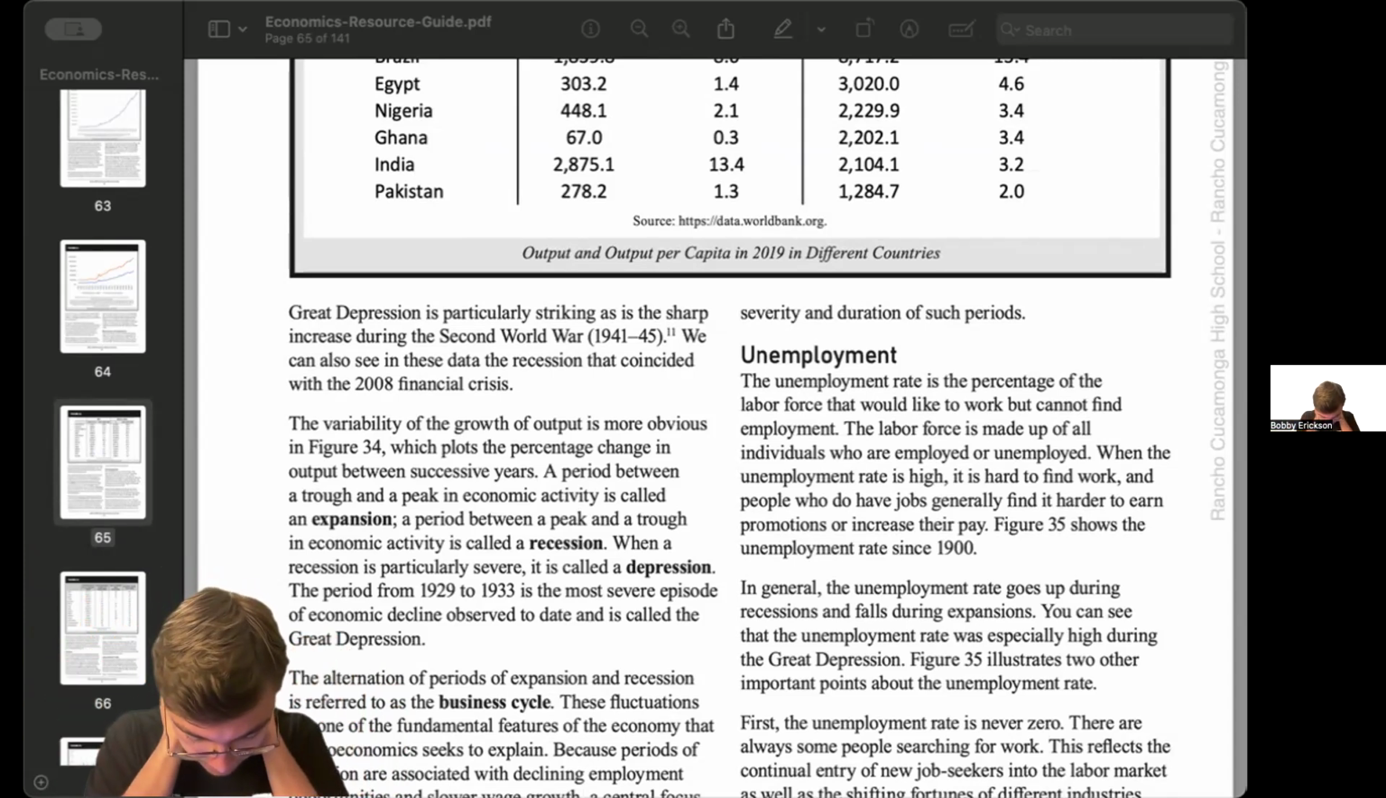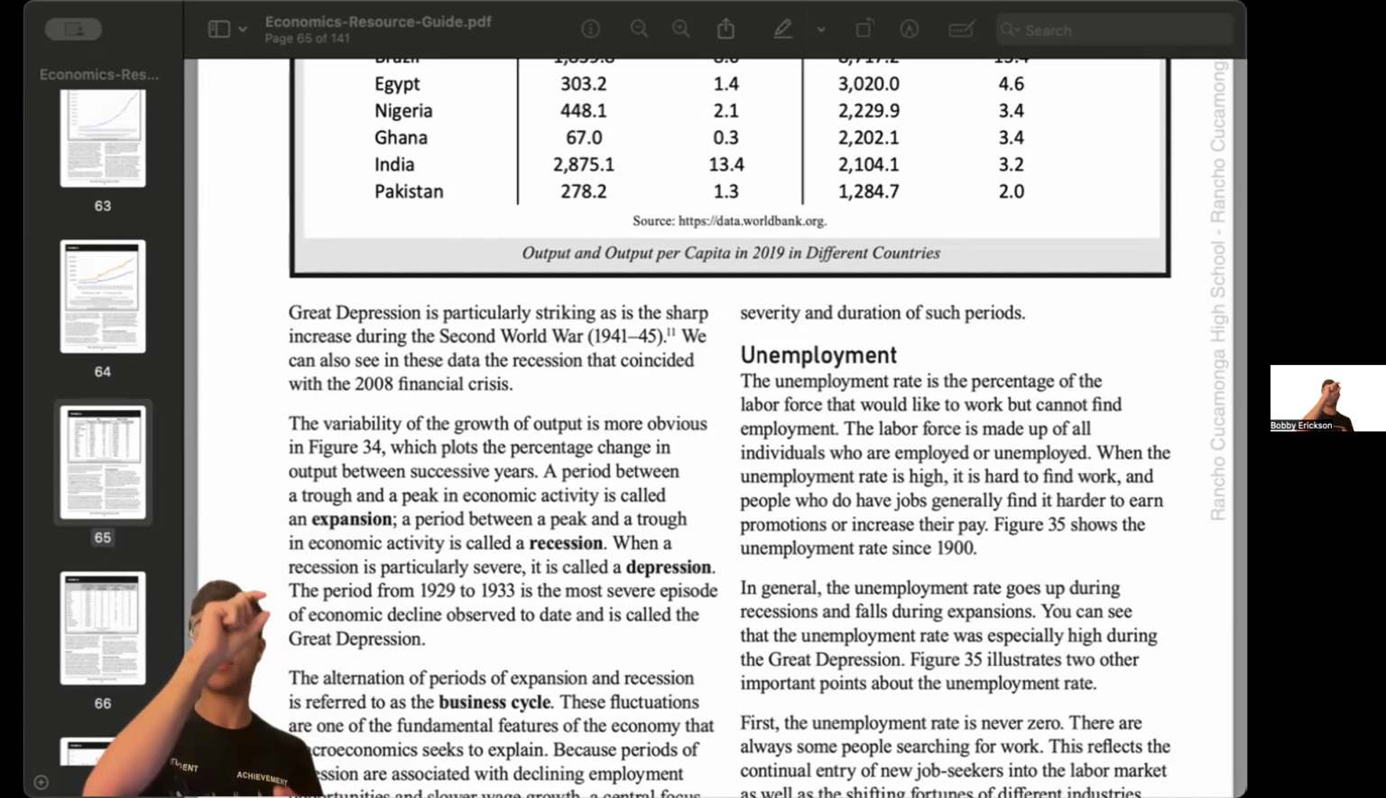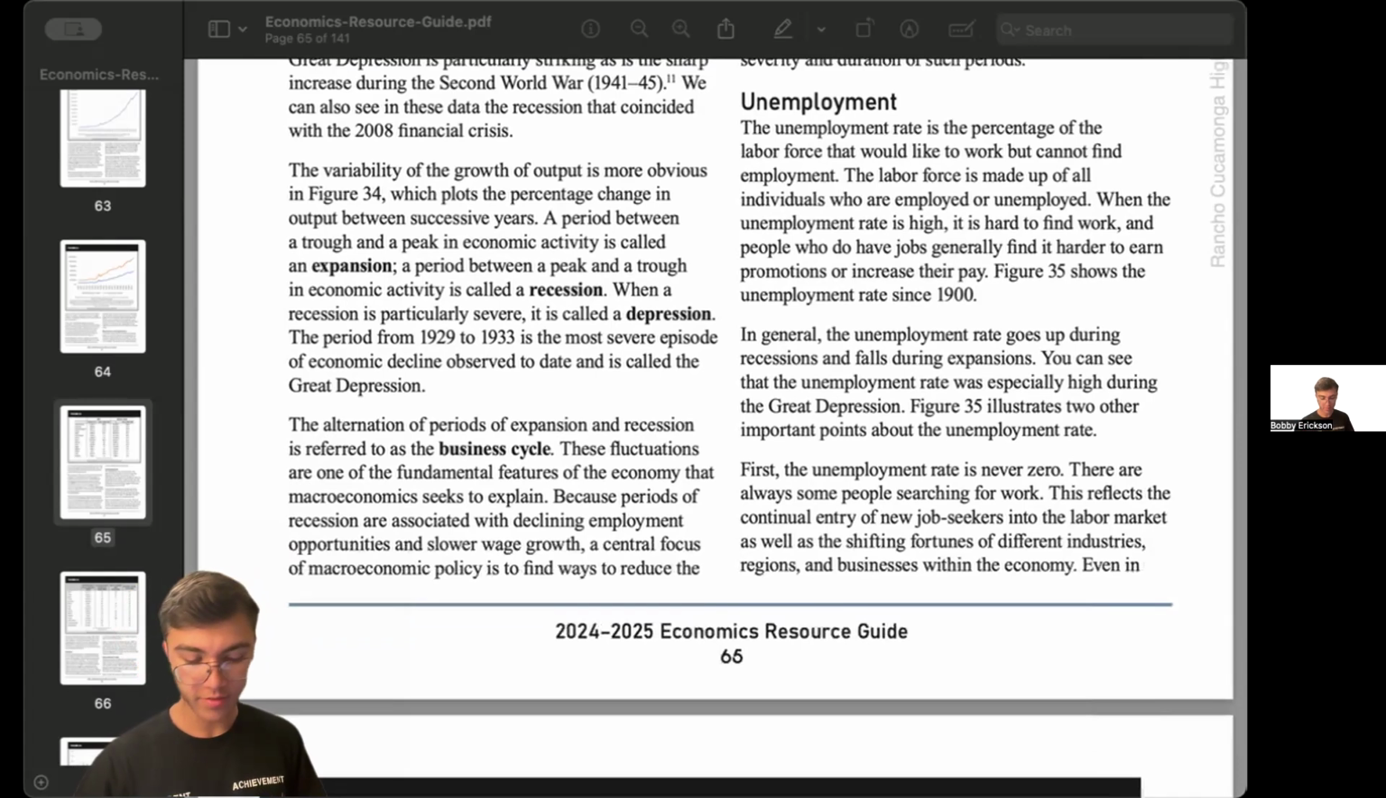And then this recession, if it's very severe, then it's called a depression. So if something is decreasing at a very high rate, for example, then that might be called a depression. So 1929 to 1933 was the most severe episode of economic decline, and it's called the Great Depression. So these fluctuations between expansion and recession are called the business cycle.